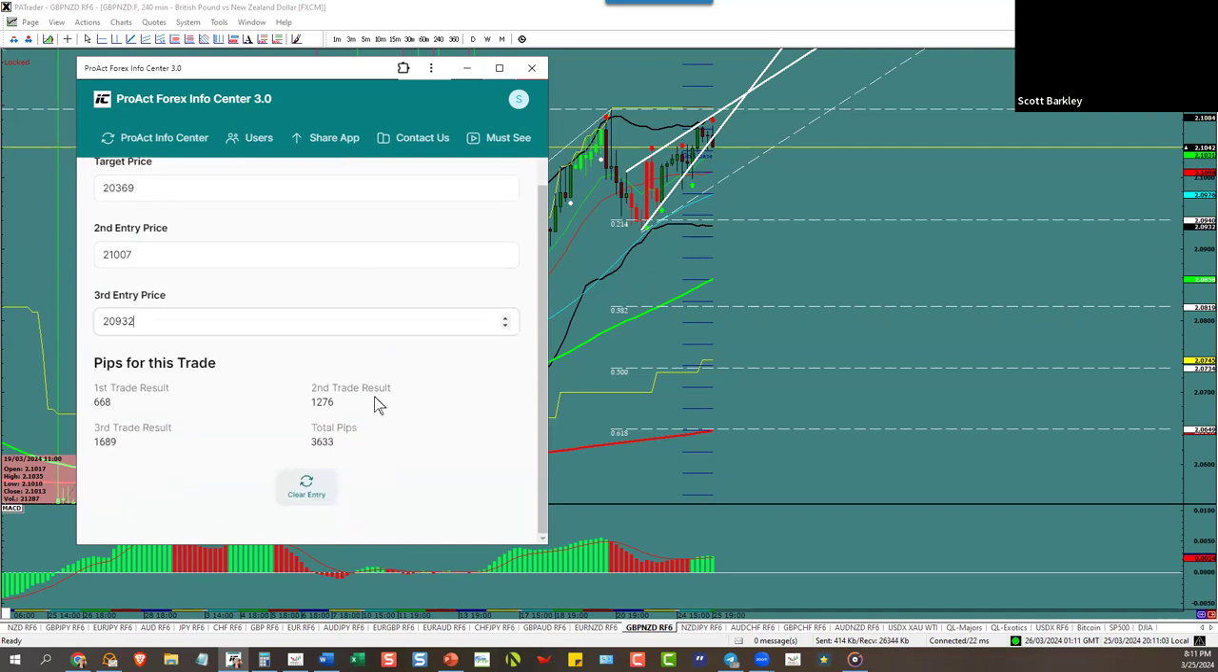20932. And this is worth 3,633 pips, right? If you only make the first three, not counting if you make the next four. If you make only the first three, you're looking at 3,600 pips. Gee, I think I could handle that. My account sure would like that.